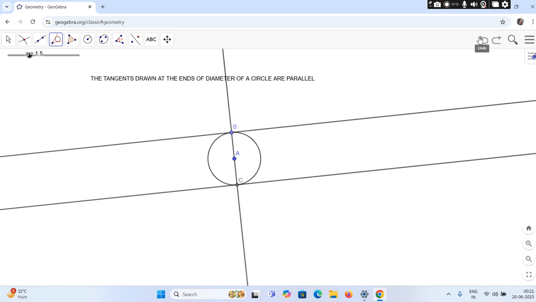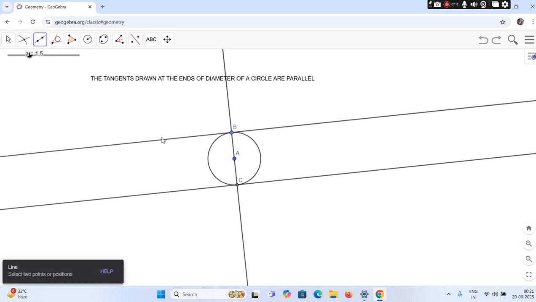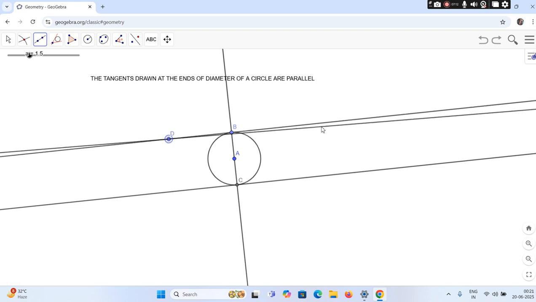We need to prove that the lines, I am giving the name of these lines as DE and FG, right? We are to prove the lines DE and FG are parallel. The tangents drawn at the ends of the diameter of a circle are parallel.